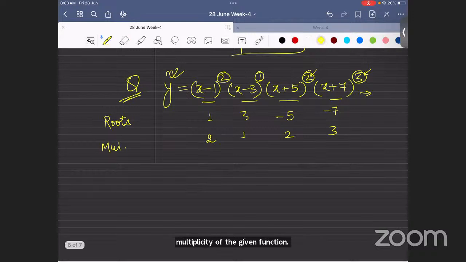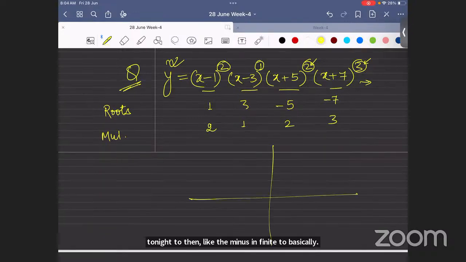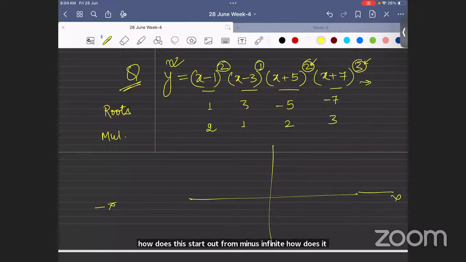The third thing that you should know, after getting the roots and the multiplicity, is how the function behaves from minus infinite to infinite. For any polynomial, you start with minus infinite and go till infinite. So there should be some information: how does it start from minus infinite, and how does it go till infinite? This information you should have.